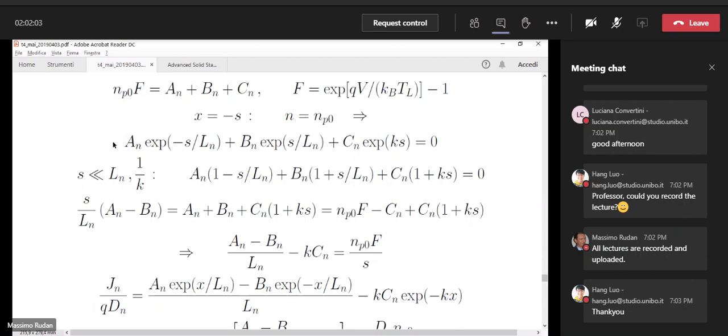Actually, we can exploit the fact that the junction is very shallow by simplifying somewhat the exponentials, because actually s is typically much smaller than the diffusion length Ln. And also s is typically much smaller than 1 over k. So the exponents here are small. We can linearize the exponentials to find that exponential of minus s over Ln is practically equal to 1 minus s over Ln. The one with the plus has 1 plus s over Ln, and the other one has 1 plus ks, okay? So this is a small simplification that we can introduce, okay?